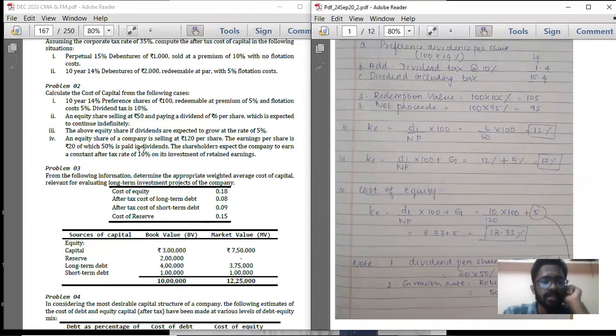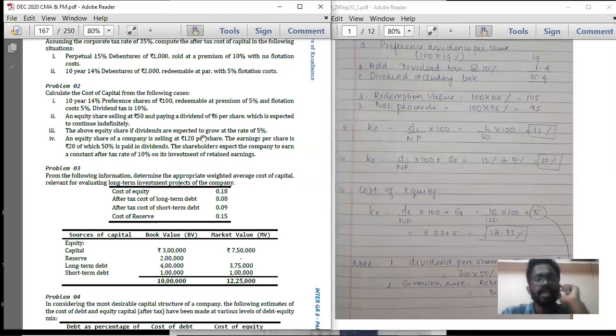And last, case 4. An equity share of a company is selling at 120 per share. The earnings per share is rupees 20, of which 50% is paid in dividends. See, selling price per share is 120. Earnings per share is 20, out of which 50% is paid in dividends. The shareholders expect the company to earn a constant after tax return of 10% on its investment on retained earnings. So they are asking us to calculate the growth rate. First you should calculate the growth rate, then only you can calculate the cost of equity.